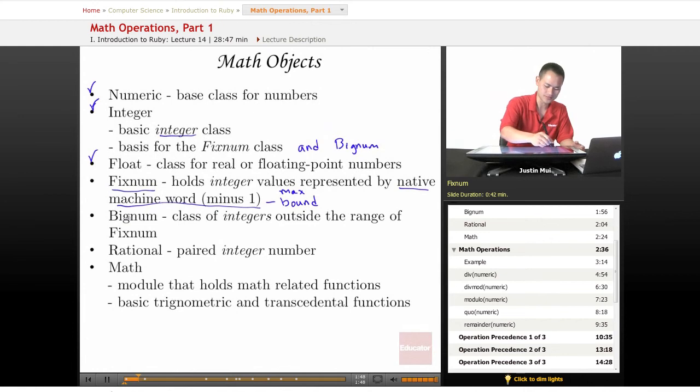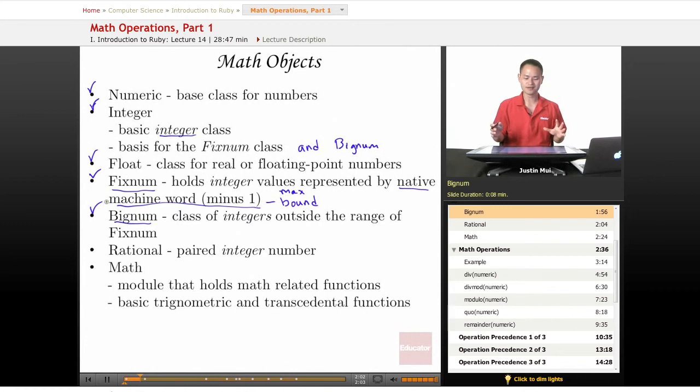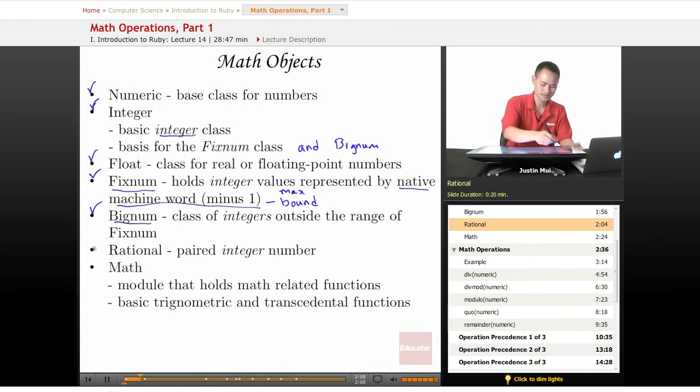So you have your fixnum, your bignum, and bignum is a class of integers outside the range of fixnum. And then we have our class called rational, which is a paired integer number. And the last thing we want to look at is the math module. The math module holds math-related functions. Mostly it holds more basic ones that are for trigonometry and transcendental functions.